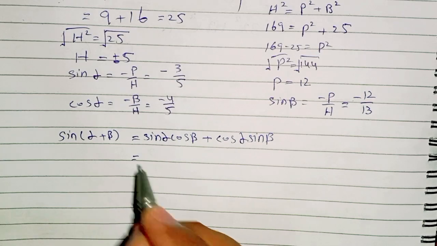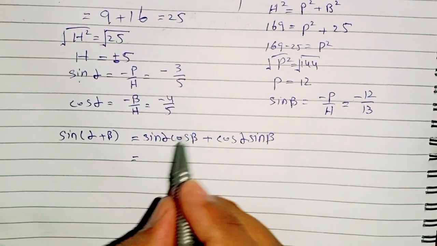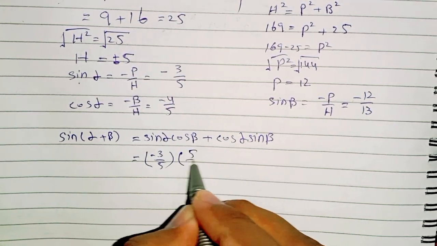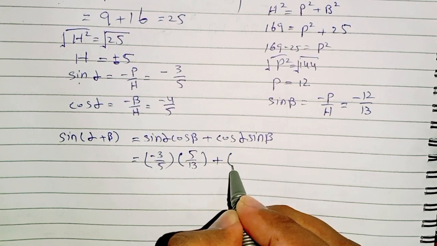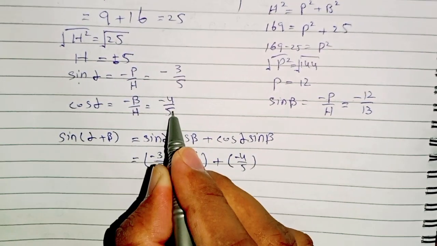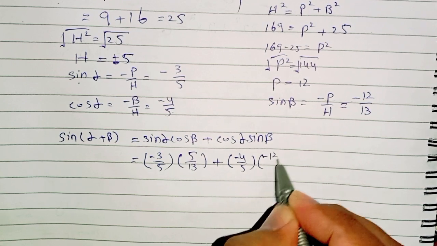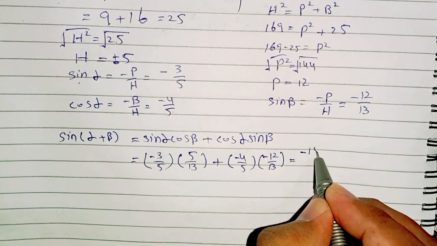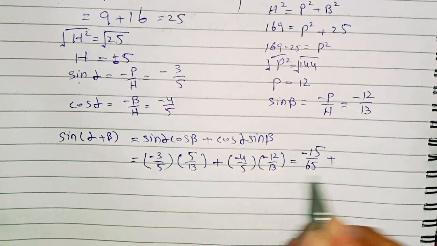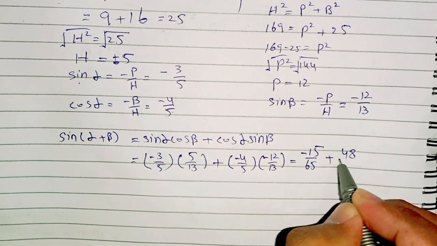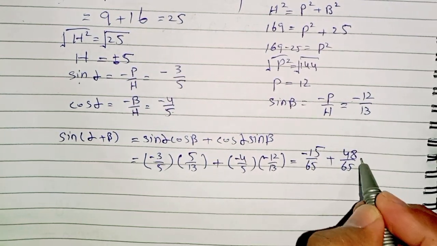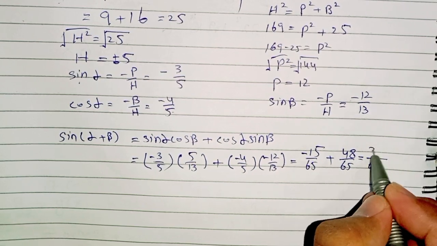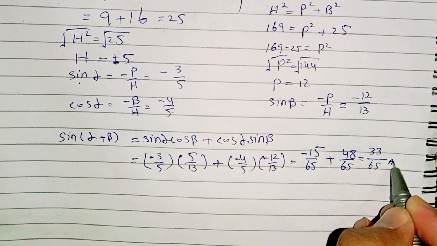Putting the values, sine alpha is equal to minus 3 over 5, cos beta, given that, is 5 over 13, plus cos alpha, minus 4 over 5, and sin beta, minus 12 over 13. Multiplying these fractions, we have minus 15 over 65 and minus into minus plus 48 over 65. LCM of 65 and 65 is 65, and 48 minus 15 will become 33, which is the required answer for sine of alpha plus beta.